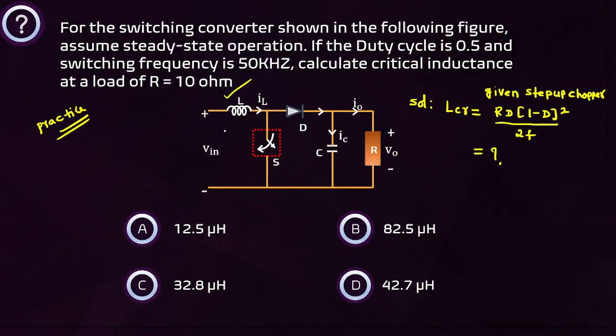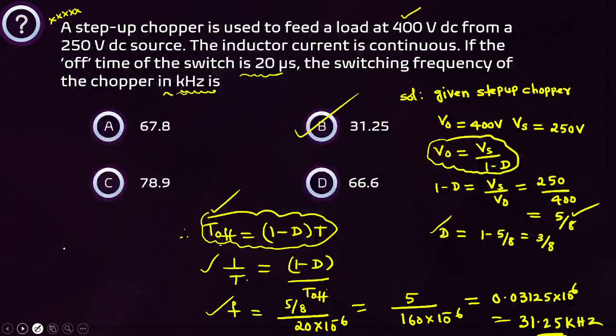And this is also a question based on which one? Yes, boost regulator. It is asking critical inductance. Try to solve this one. Critical, I am leaving for you. Practice this one. Critical inductance: R into D into (1 minus D) whole square by 2F. Please check it. Maybe you can get 12.5 something. You please do that one. Next, this model is also important. Sometimes it is asking to calculate the switching frequency, calculate the on time, calculate the off time.